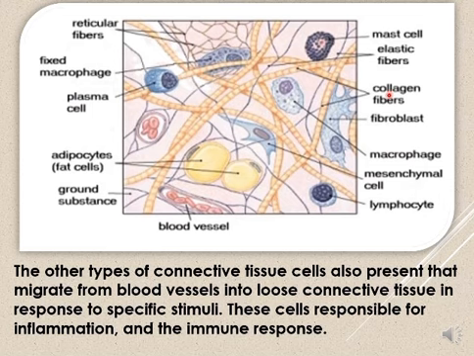loose connective tissue. طبعا نلاحظ معظم الخلايا اللي ذكرناها خلايا أنواع الكونكتيف تيشو تقريبا معظمها موجودة in loose connective tissue مثل Adipose cells, leukocytes, plasma cells, and different cells found in this tissue, but in few numbers. These cells are responsible for inflammation and also the immune response.